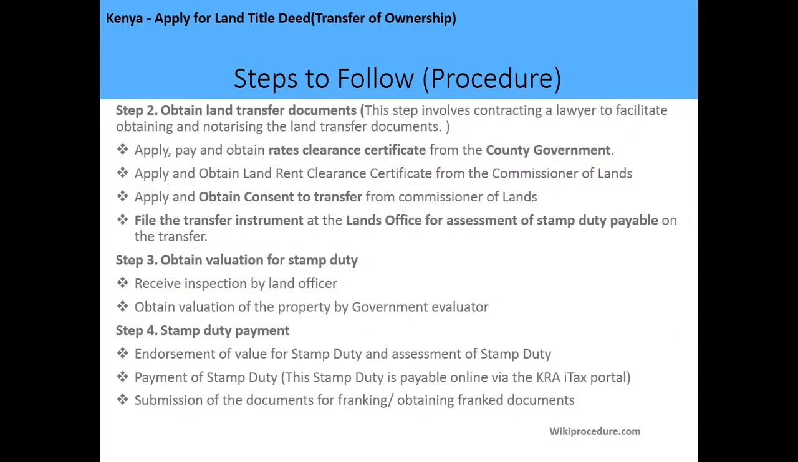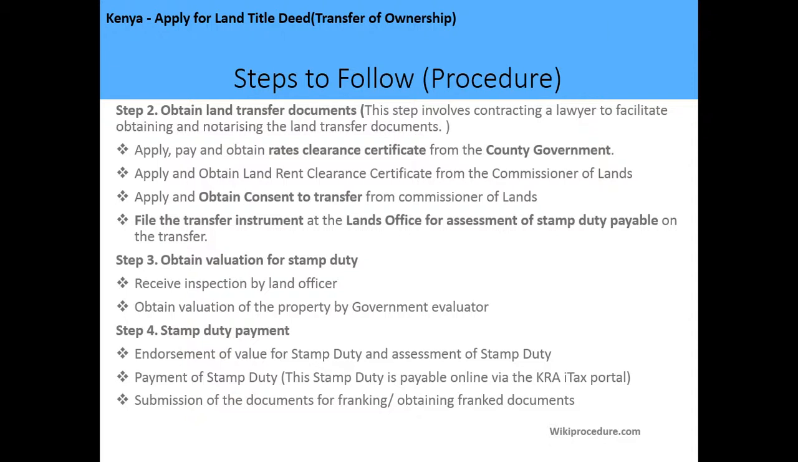So let's move on. The second step is to obtain the land transfer documents, and this step involves contracting a lawyer to facilitate obtaining and notarizing the land transfer documents. The following, we have 4 major documents. First, you have to apply, pay and obtain rates clearance certificates from the county government.